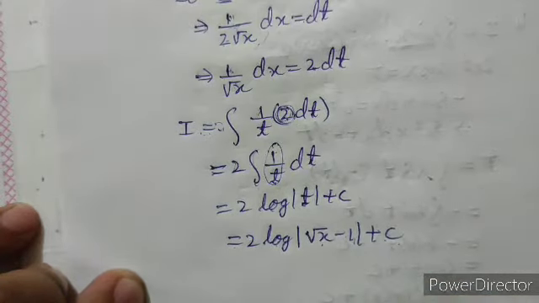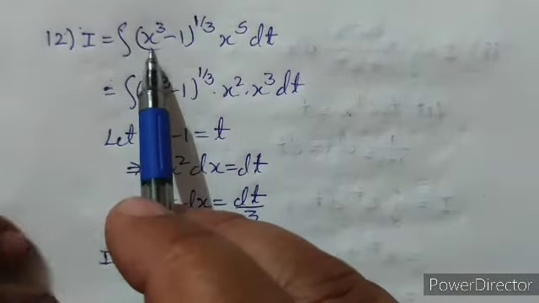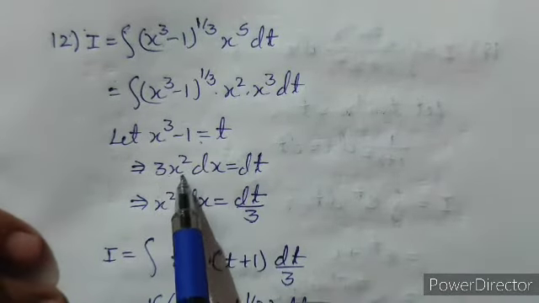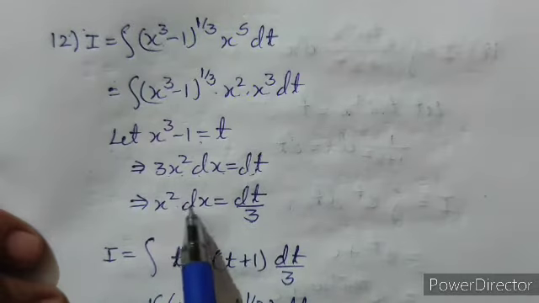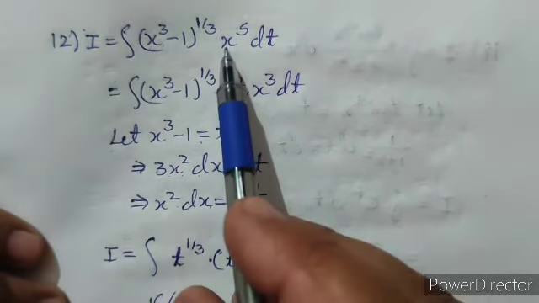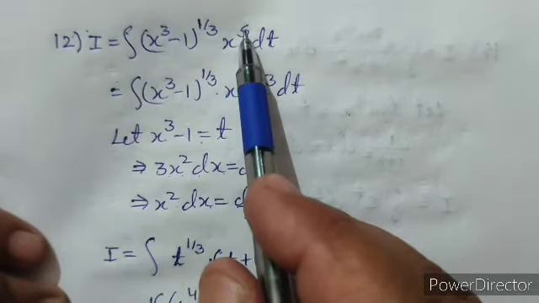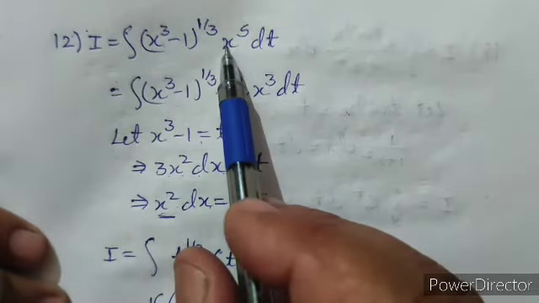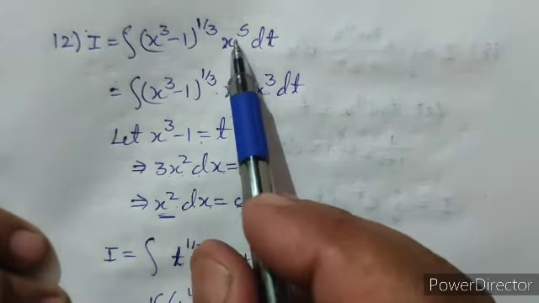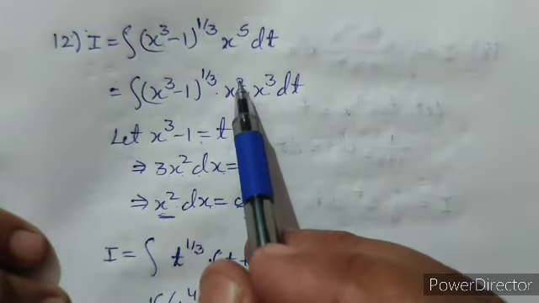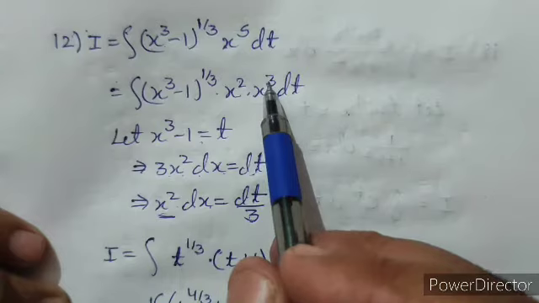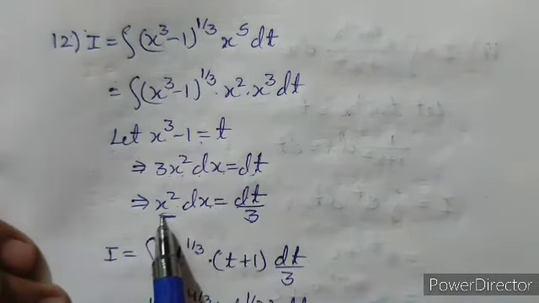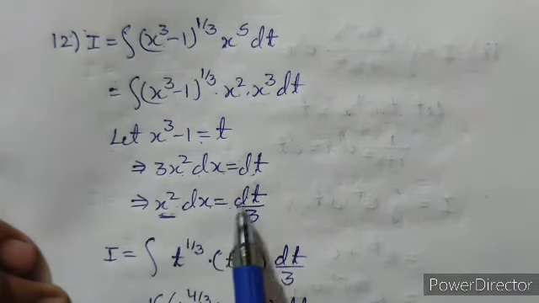In question number 12, if we take x cube minus 1 as t, then we are getting 3x squared dx as dt, or we can say x squared dx equal to dt by 3. But here x to the power 5 is given to us and we need x square. So we can write this x to the power 5 as a multiple of x square and x cube. Now on taking x cube minus 1 as t, we will get x squared dx as dt by 3.